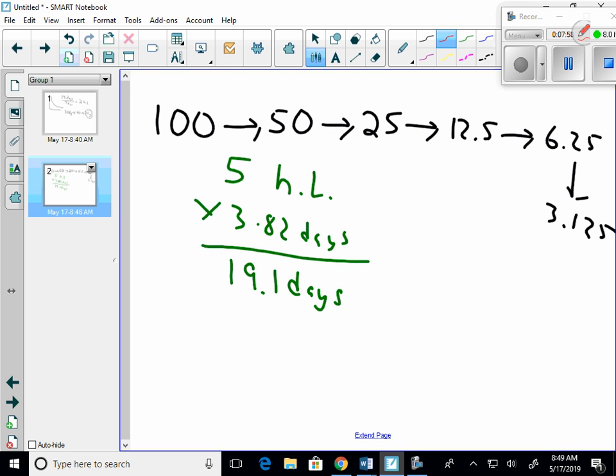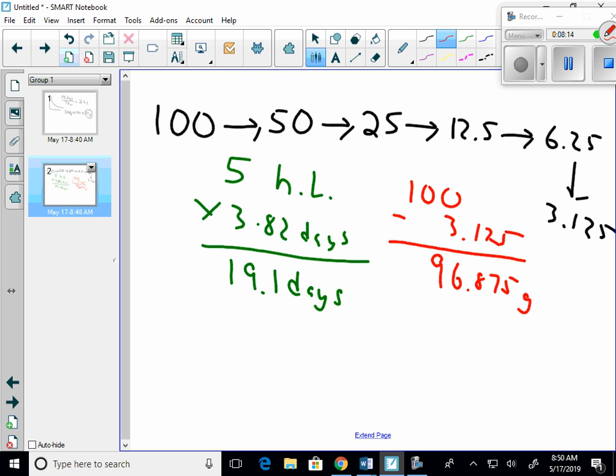So if I subtracted 100 minus the 3.125, that would tell me how many grams, 96.875, of the more stable is produced. Because if you think about it, if I started with 100 grams of radon, I had 0 grams of polonium. In this problem it says that's the product of that decay.